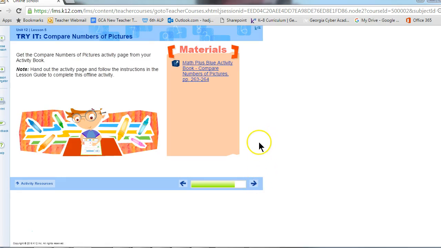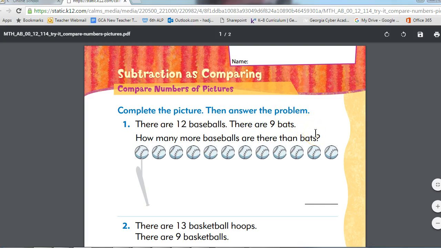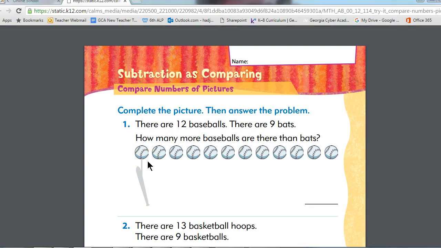And finally, we have some more practice. This is our Math Plus Blue activity book, pages 263 and 264. Let's work some of those together. All right, you're going to have to draw pictures again and match them up. There are 12 baseballs, so those are already drawn for you. But you only have 9 bats. So boys and girls, pause your video and draw in 9 bats to match 9 of the balls.